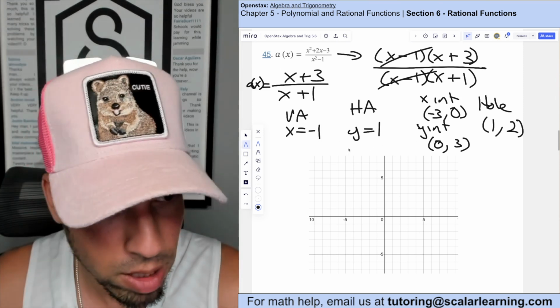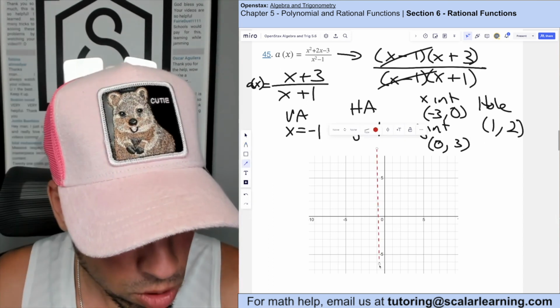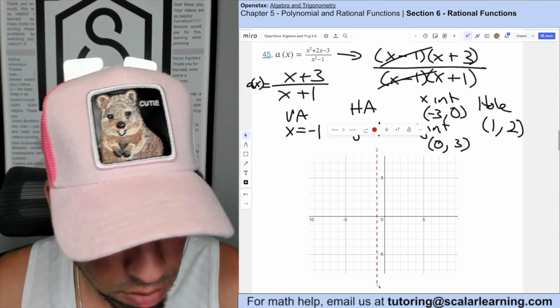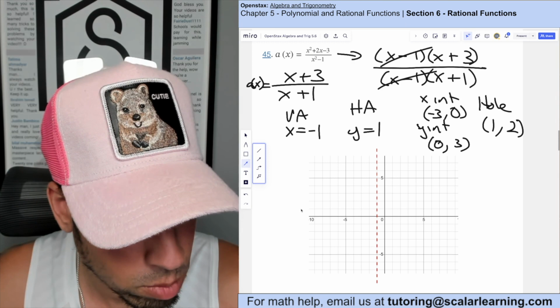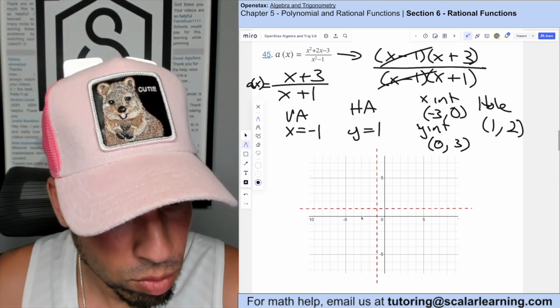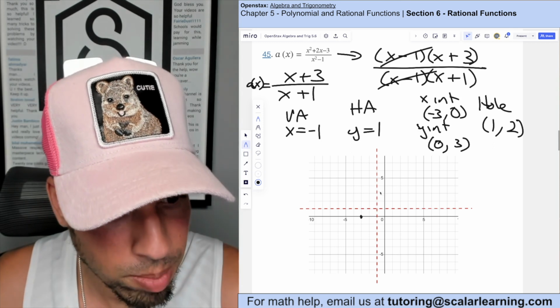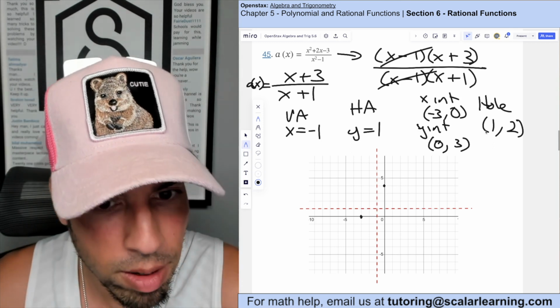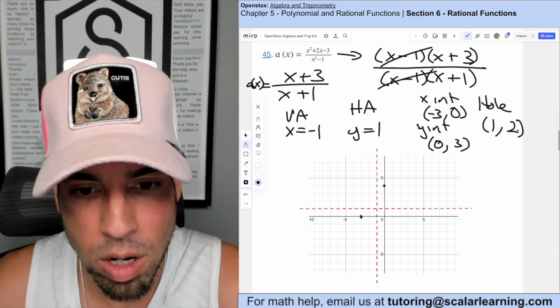Let's start by plotting these asymptotes. So a nice vertical asymptote at x equals negative 1. A nice horizontal asymptote at y equals 1. We got an x-intercept at negative 3 comma 0. A y-intercept at 0 comma 3. And then what about this hole? We have a hole at 1 comma 2.